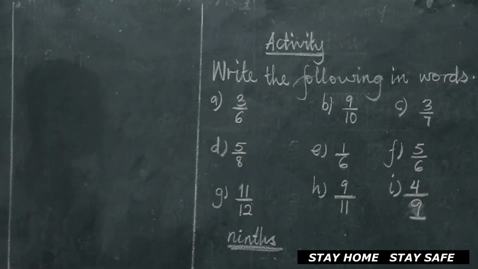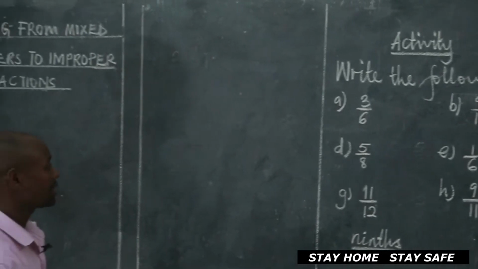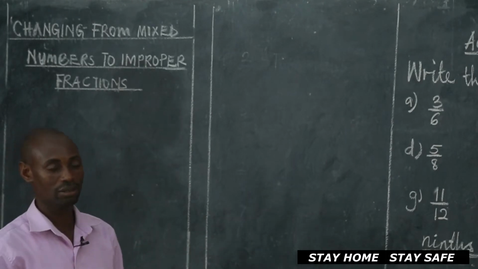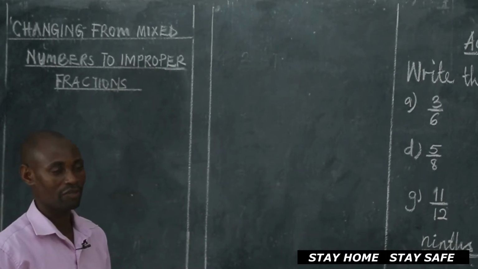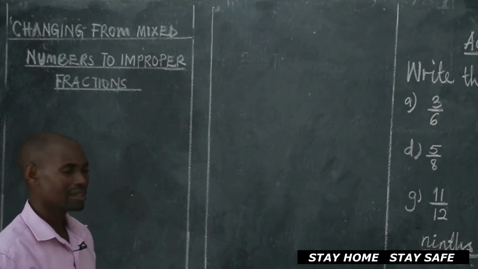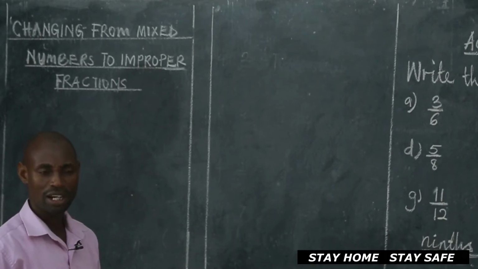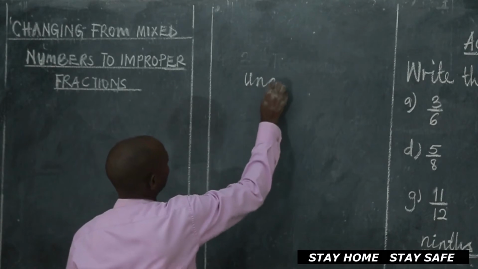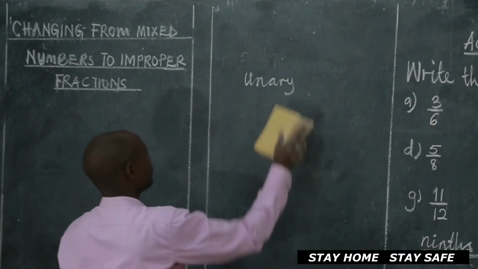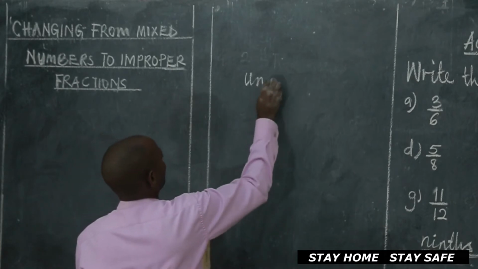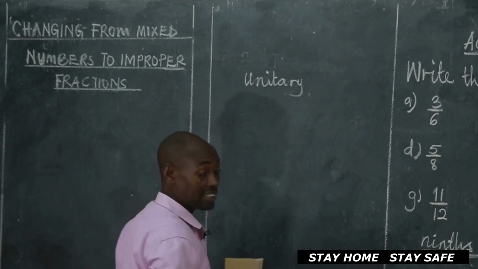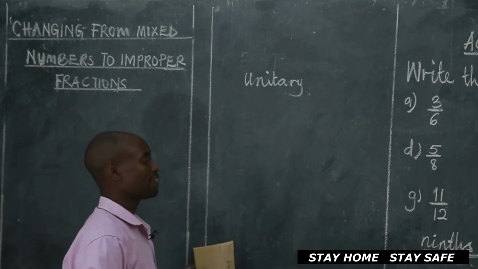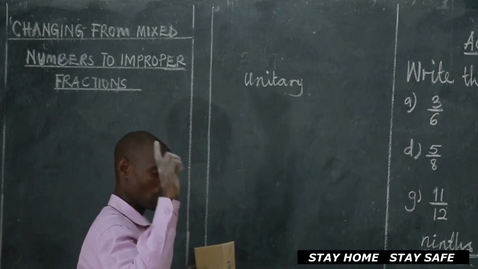So, my dear learners, in our lesson today, we are not going to look at that, but we are going to look at types of fractions. And at the end, we shall look at one type of fraction, then I will show you what to do with it. How many types of fractions do we have? There are quite very many. We have what we call unitary fractions. These are fractions whose numerator is 1.